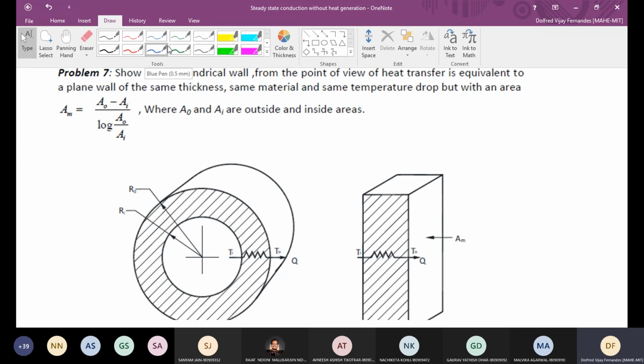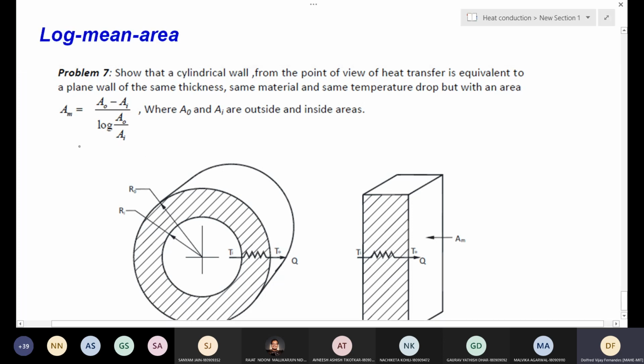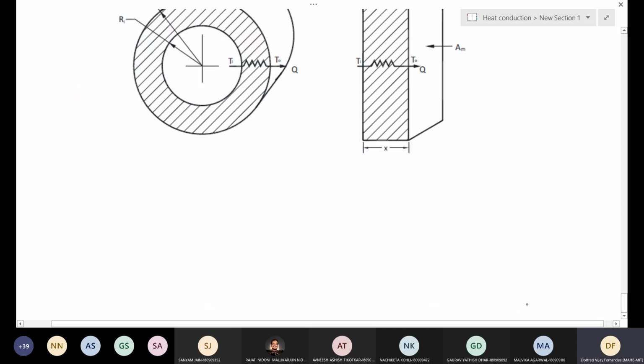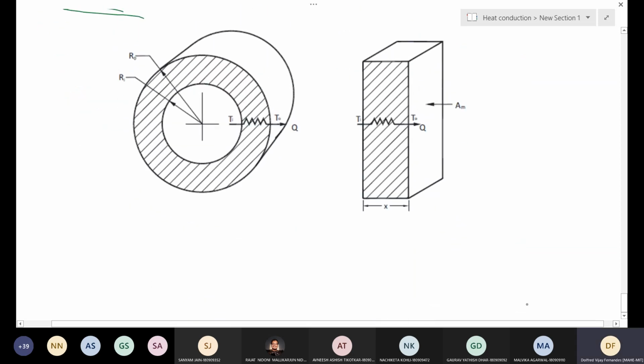So my questions were on the same. We have to find out the area of the planar wall which gives the same heat transfer as the cylindrical wall. But the condition is the wall thickness is same, material is same, and the temperature difference across the wall is same. Okay, so how to start? The wall thickness is also same. Yes, wall thickness is same.